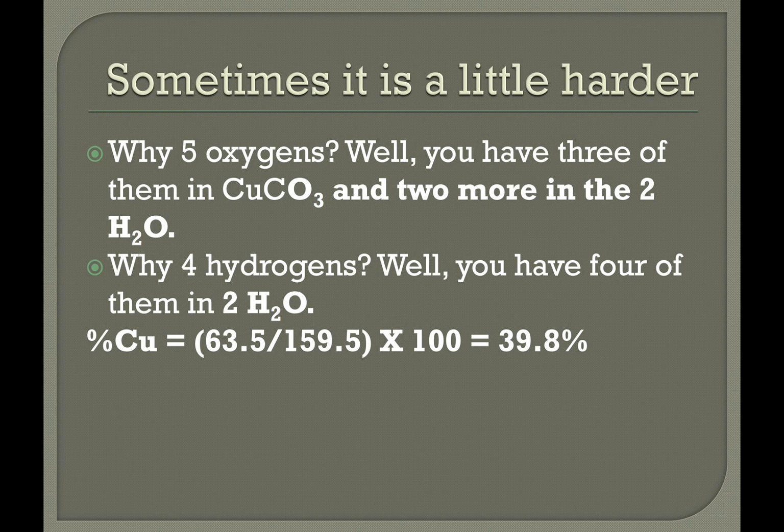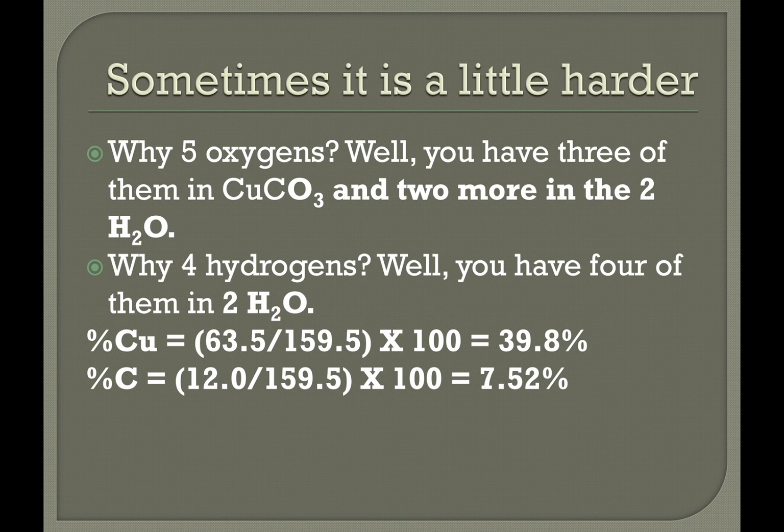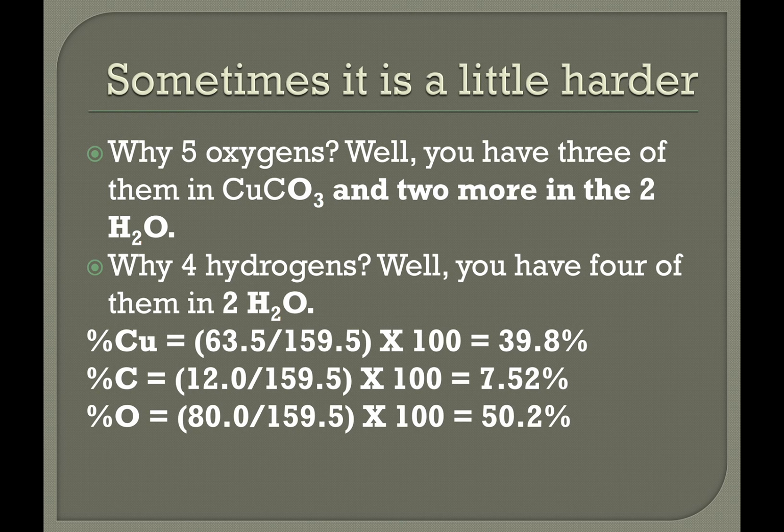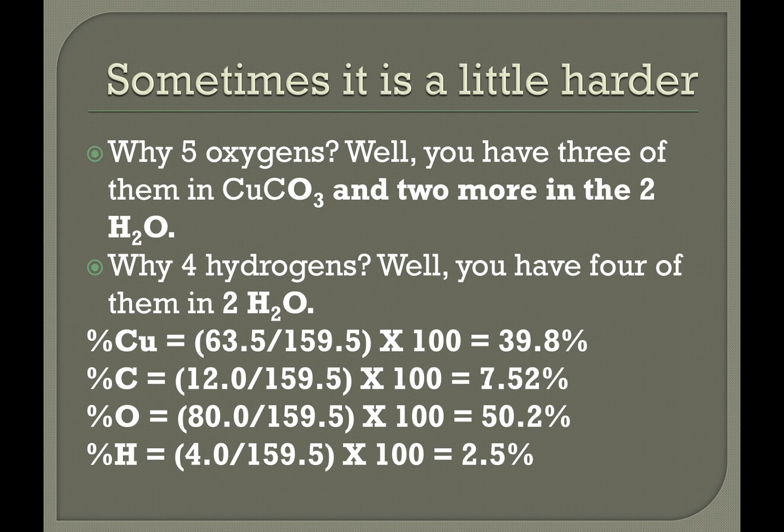So to figure this out, we use the formula mass of the entire compound, 159.5 grams per mole, and we can now take the mass of each element in there and determine the percent composition of each element. We only had 1 carbon, so we use the 12 gram per mole value over the total. And we can see from this that most of our mass is coming from the oxygens, 3 from the copper carbonate and 2 more from the water itself. Very small percentage is hydrogen.